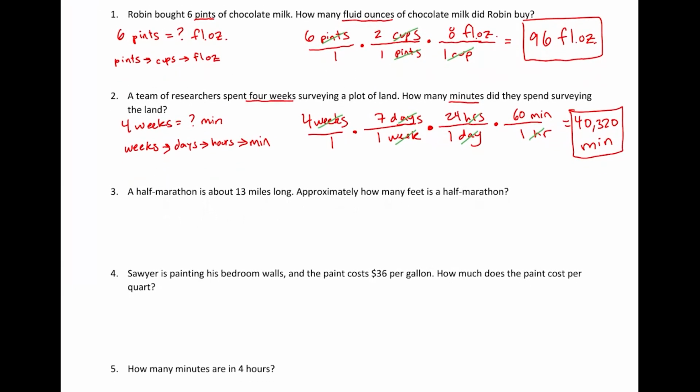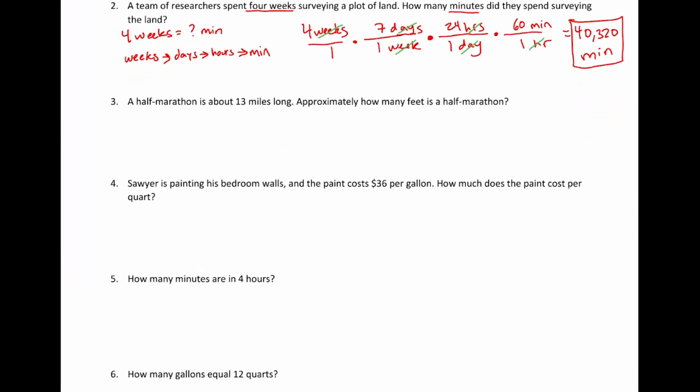Number 3, it says a half marathon is about 13 miles long. Approximately how many feet is a half marathon? Okay, so what we need to do is convert. So it says a half marathon is 13 miles long. So 1 half marathon, and we need to go from half marathon, that's what we're going to start with, to feet. So 1, I'll just say HM. There's not really a conventional abbreviation for that, but I don't really feel like writing the whole thing out, is equal to how many feet?